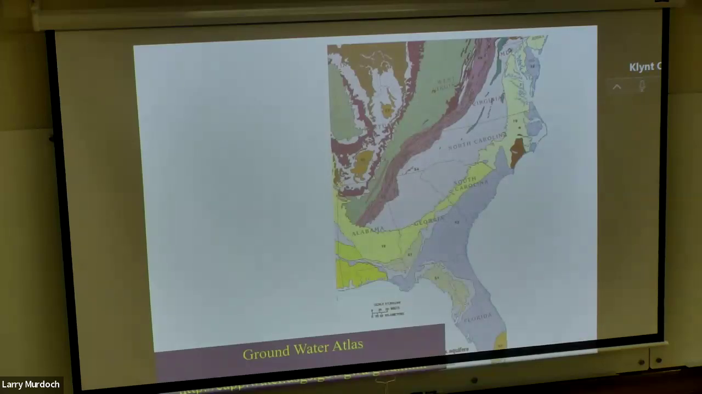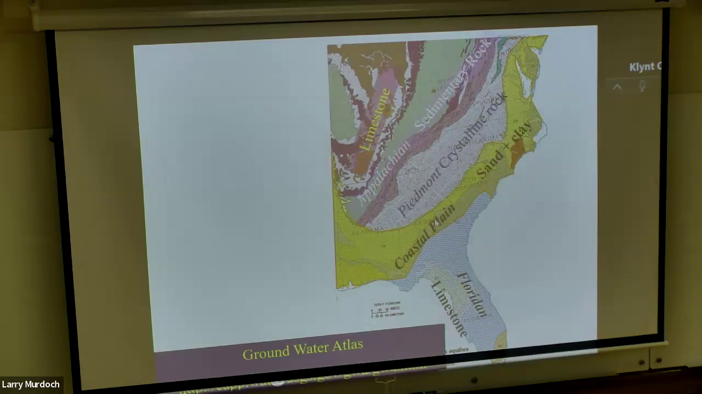What I want to do is to take a look at some other hydrogeology, and in particular, I want to move towards the coast, and we've got two other things we want to look at. One is coastal plain sands, silts, clays. So these are clastic sediments, and then also this province here, the Floridan limestone.